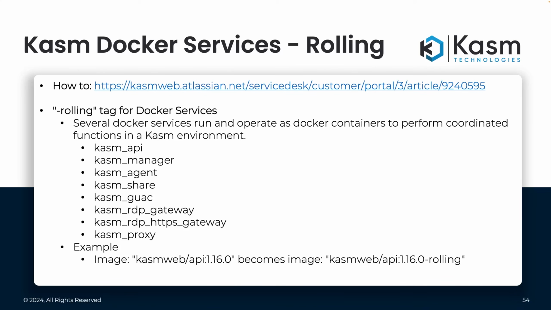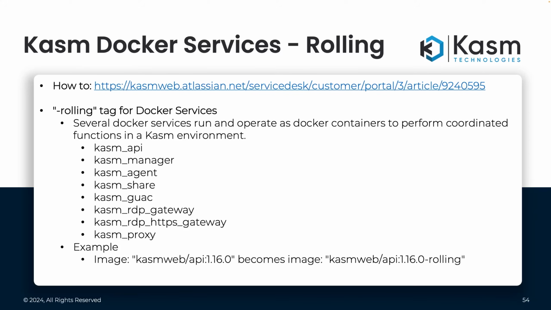So in addition to our CHASM workspaces, where we were showing a rolling tag in the registry settings to be able to set what tag you are using, and then manually manipulating the workspaces directly, the same thing holds true for our Docker services. So we actually have several Docker services that run and operate as Docker containers in order to perform coordinated functions in our CHASM environment. We have a good KB article that describes this in more detail in the link provided.